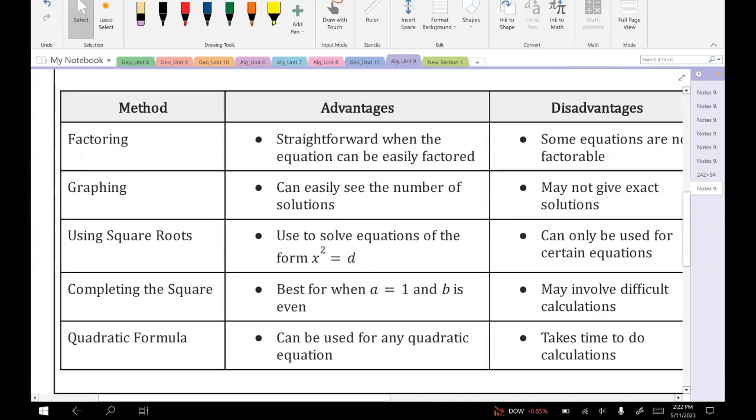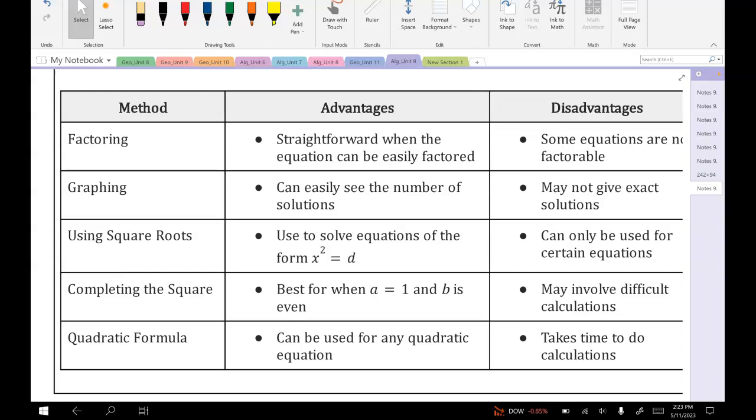Second method, graphing. We did this chapter where you would find your vertex and some points, and you would see where it crosses your x-axis, and that's where your solutions are. So a big pro of graphing is that you can easily see the number of solutions. If it crosses the x-axis twice, you know you have two solutions. If it just touches it once and bounces off, you have one solution. And if it doesn't cross at all, you have no solutions.